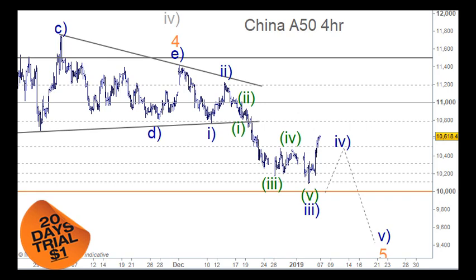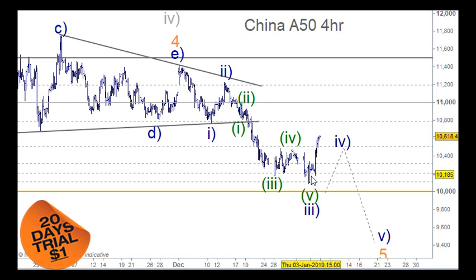And looking at the Chinese market here, the A50, we'd been counting 5 waves down from this high here as wave 1 and 2, and then 5 waves down through here as wave 3. We're looking for a bounce off the 10,000. We've got the bounce. It has pulled back up past the 38.2% retracement level, and also the wave 4 of one lesser degree.